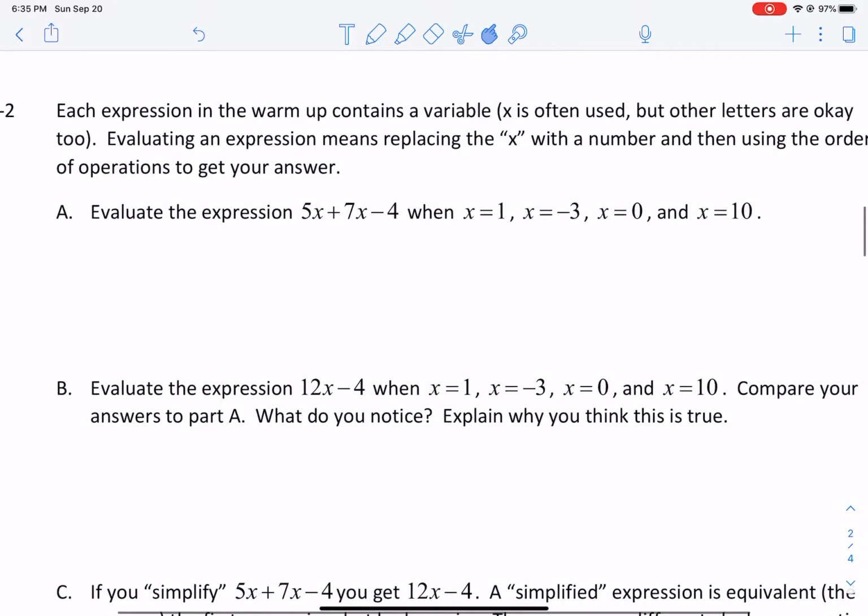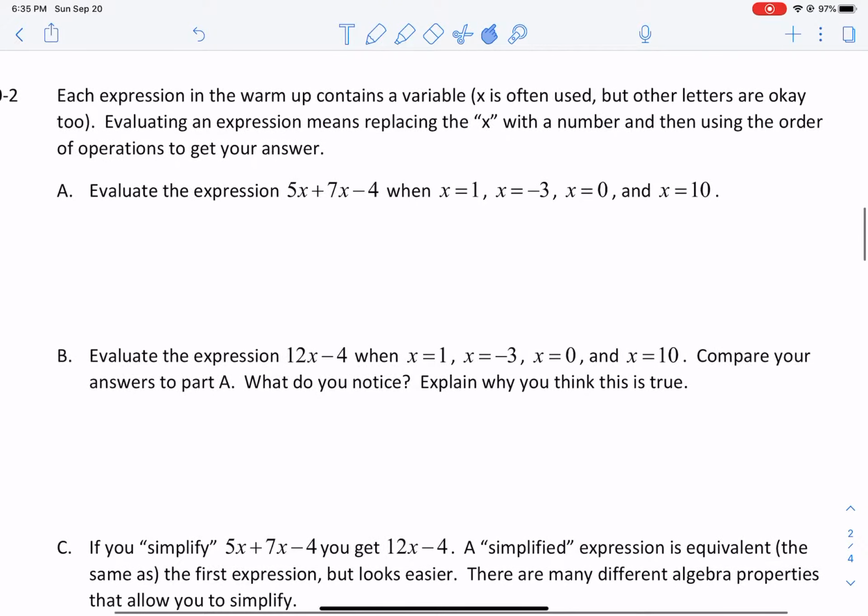It says, each expression in the warm-up contains a variable. X is often used, but other letters are okay too. Evaluating an expression means replacing the x with a number and then using the order of operations to get your answer. So here, evaluate the expression 5x plus 7x minus 4 when x equals 1, x equals negative 3, 0, and 10.